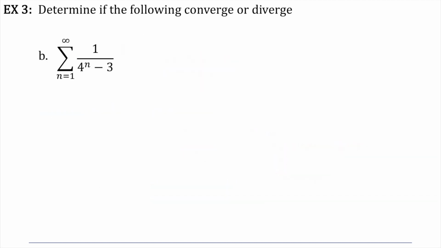Let's try another one. 1 over 4 to the n minus 3. Okay, now stop taking notes for just a sec and watch. I could compare that to 1 over 4 to the n. Again, that's a geometric series.